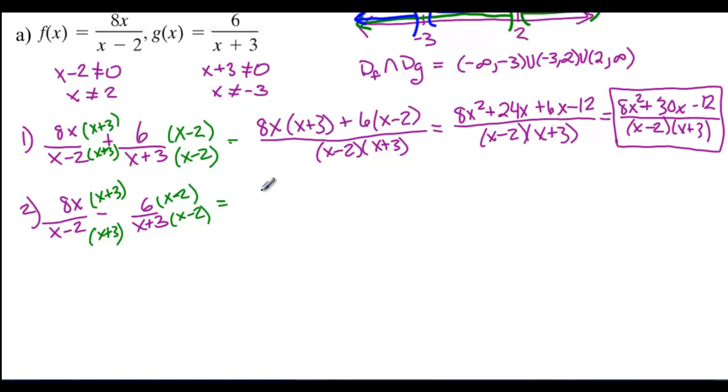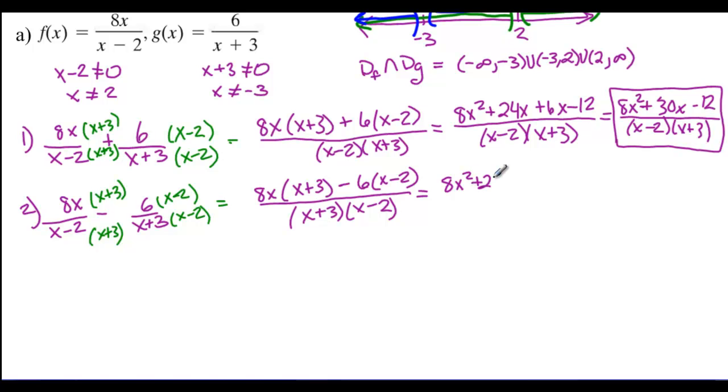So we're going to end up with 8x times x plus 3 minus 6 times x minus 2 all over x plus 3, x minus 2. And again, it doesn't matter which order you put the factors in the bottom. And we distribute on top. We're going to have 8x squared plus 24x.